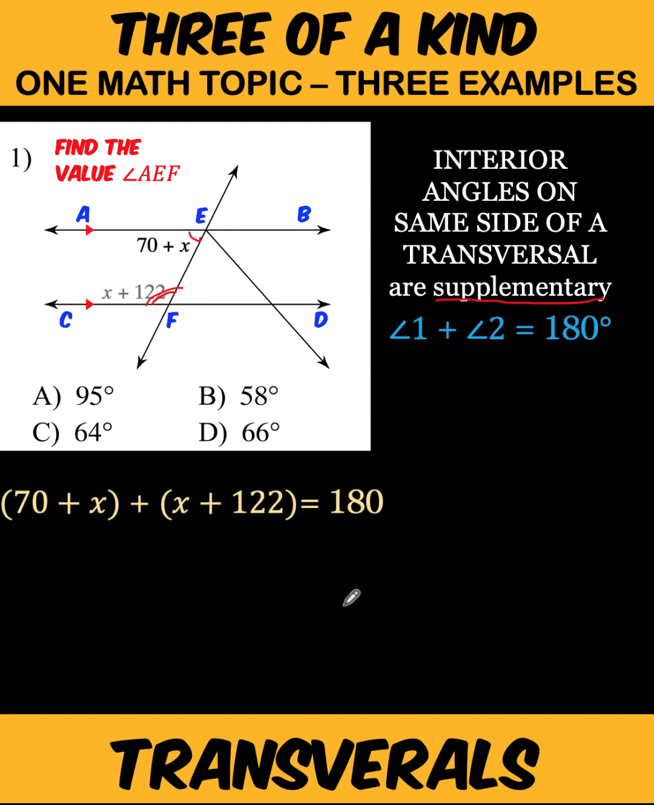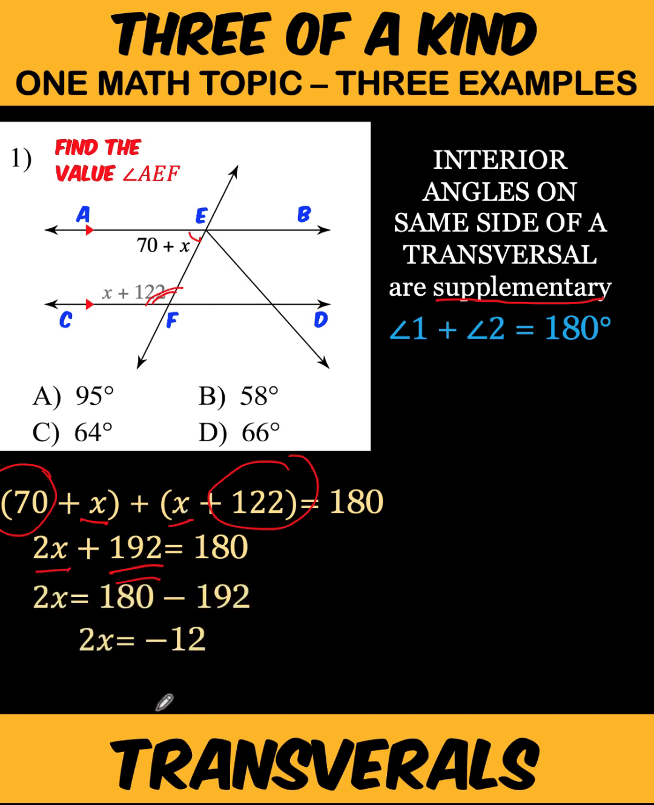So we can now form this equation. 70 plus x plus 122 equals 180. Then we remove the grouping symbol and combine like terms. We have 2x plus 192 equals 180. This 70 and this 122 gives us 192. This x and x is 2x. Then we subtract 192 from both sides to get 2x equals negative 12. And dividing both sides by 2, we have x equals negative 6.